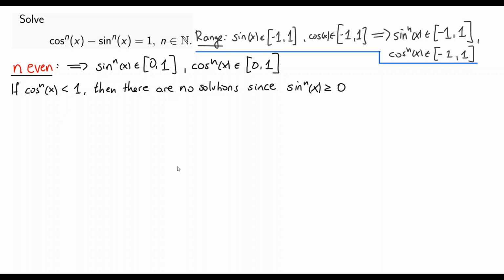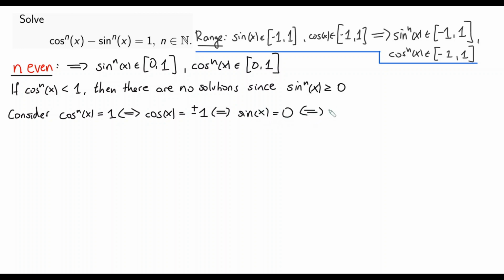Now let's consider the other case, where cosine to the nth is equal to 1. Then we have, if and only if, cosine of x is equal to 1 or -1. And this is the case if sine is equal to 0. And this is if and only if sine to the nth is equal to 0. So this is the case if and only if x is a multiple of pi.